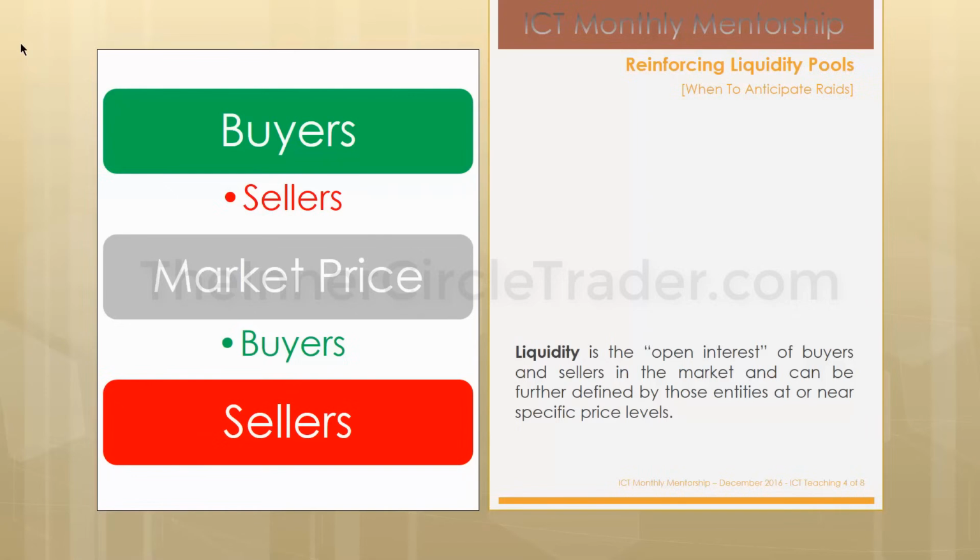All right, liquidity is the open interest of buyers and sellers in the market and can be further defined by those entities at or near specific price levels. Now, if we're looking at this graphic depiction on the left-hand side, the gray area represents the current price that you're looking at for your specific asset class. And we'll say, for instance, this is the dollar index that we're looking at.